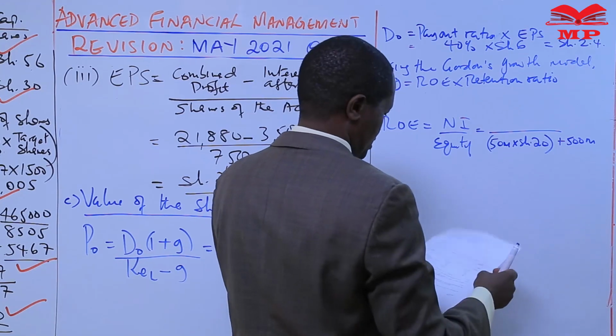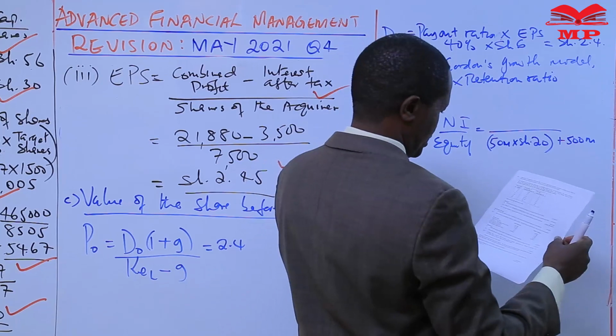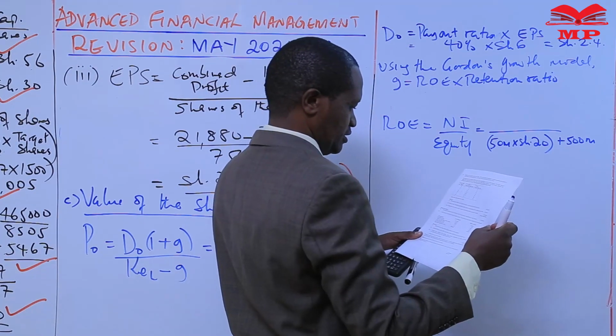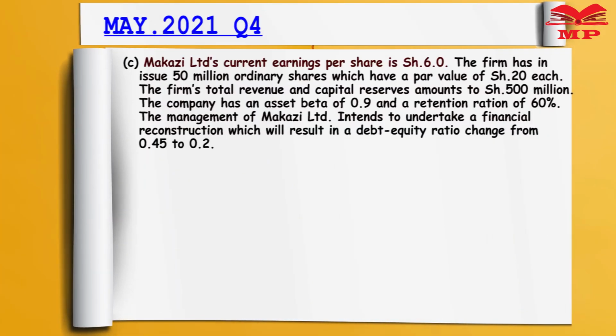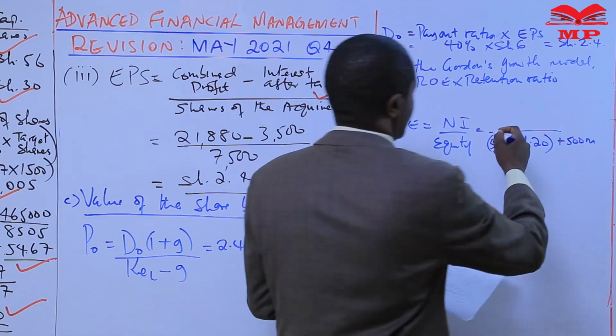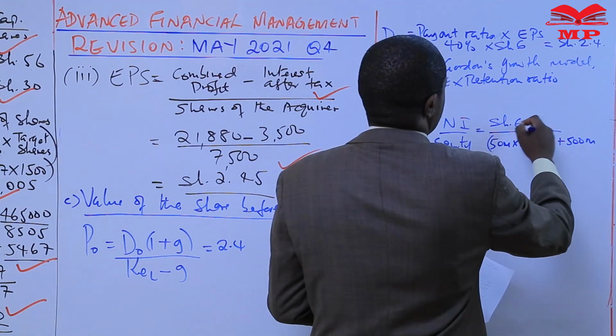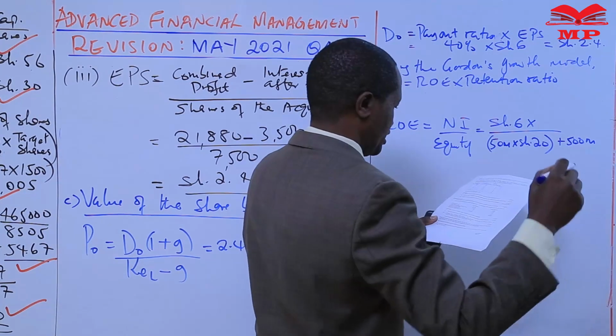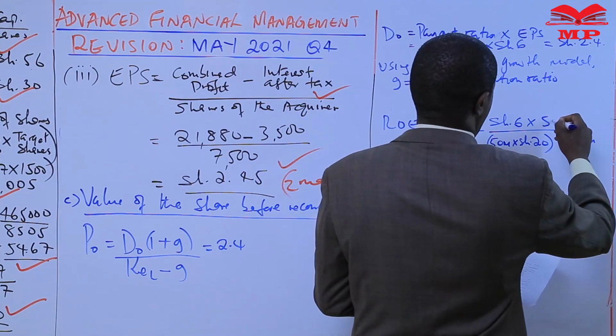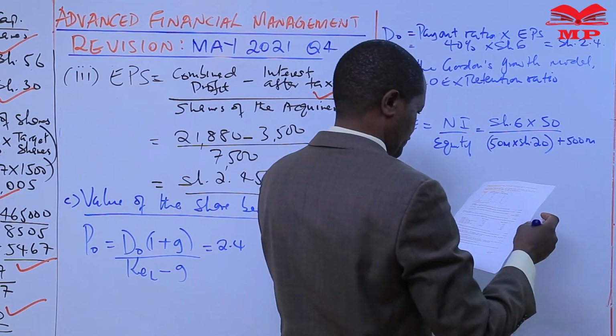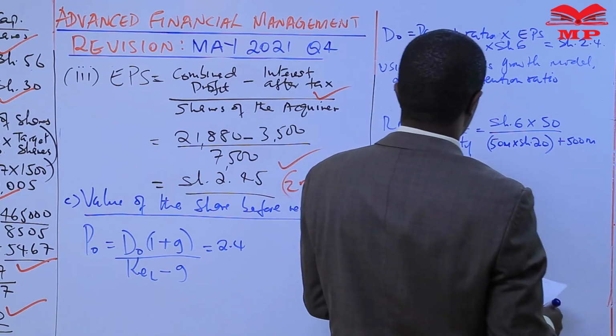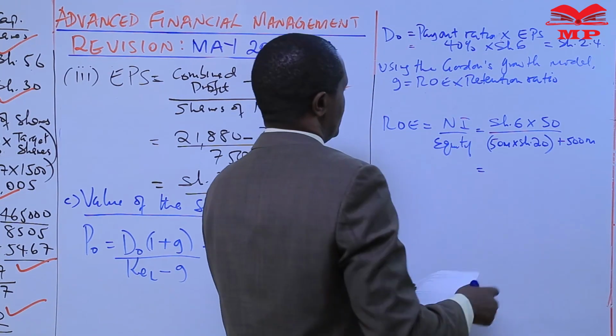The net income, candidates, is just the earnings. We read in the first sentence that McCarthy Limited's current earnings per share is 6 shillings. That is the earnings, 6 shillings per share, times the number of shares, 50 million. That will give the return on equity.